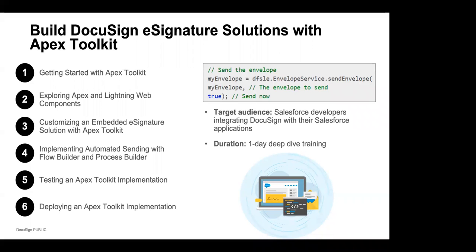And so I created this one-day course where it just goes over some of the greatest hits, some of the things we see a lot of users doing. So in addition to the foundational things about what the Apex toolkit is and the technologies we're building with Apex and Lightning Web Components and Salesforce, then we look at how you actually create an embedded e-signature solution in your Salesforce organization with the Apex toolkit.